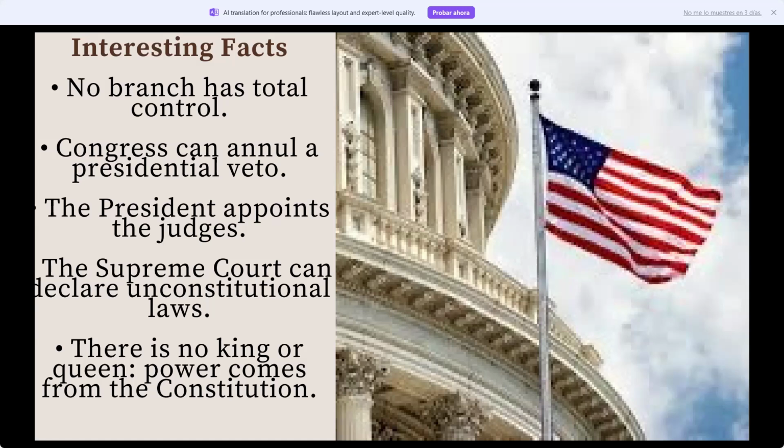Another interesting point is that, unlike many countries, the United States doesn't have a king or queen. All the powers come from the constitution and leaders are elected by the people. This makes the system very organized and democratic.